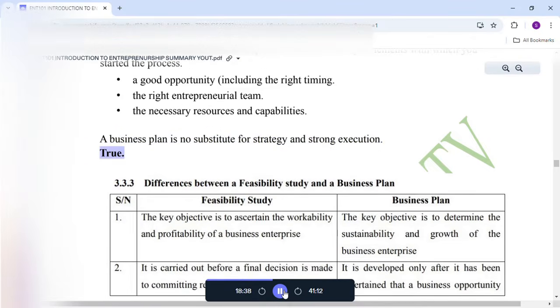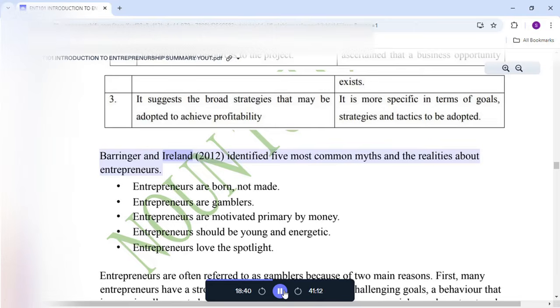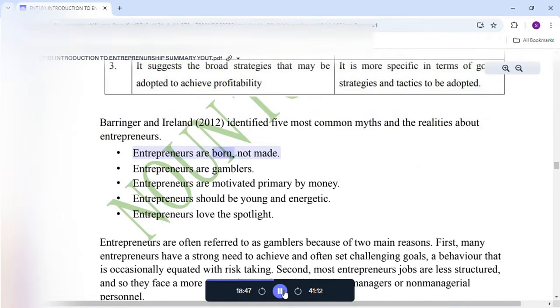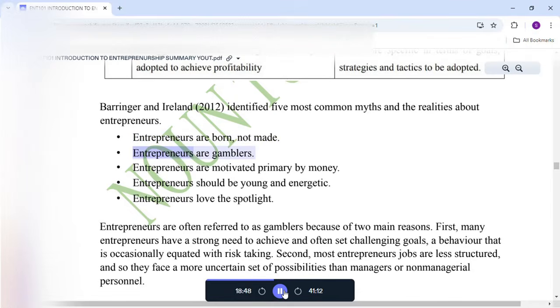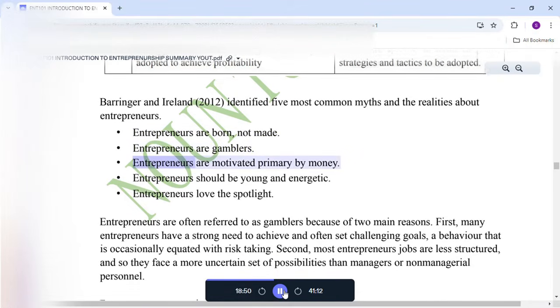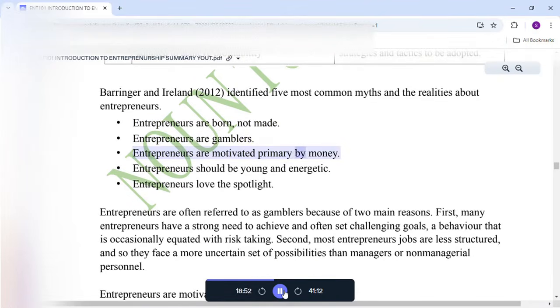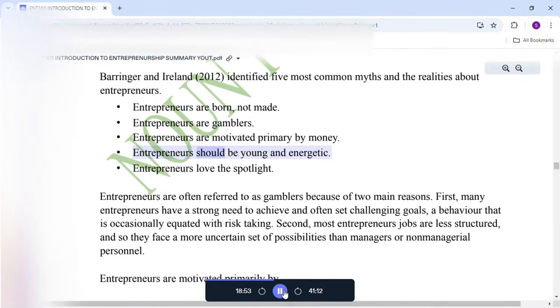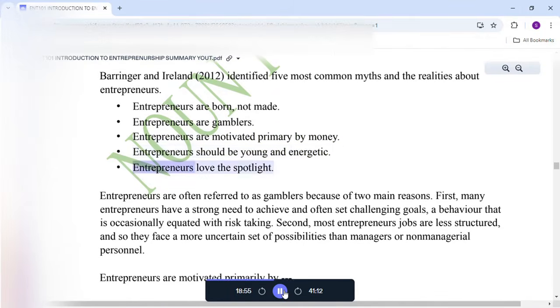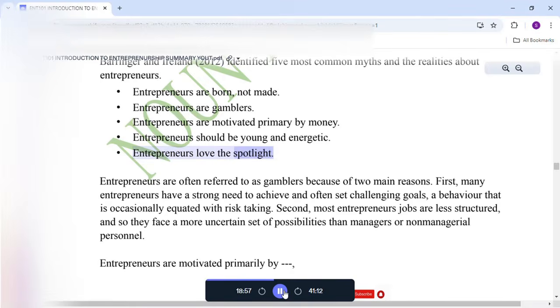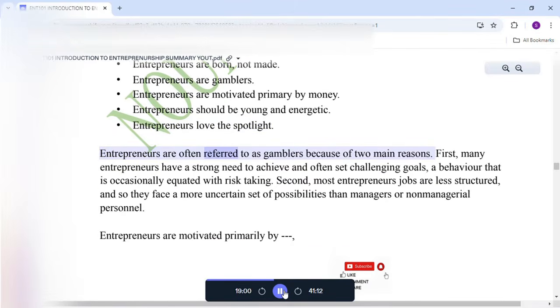True. Barringer and Ireland, 2012, identified 5 most common myths and the realities about entrepreneurs. Entrepreneurs are born, not made. Entrepreneurs are gamblers. Entrepreneurs are motivated primarily by money. Entrepreneurs should be young and energetic. Entrepreneurs love the spotlight.